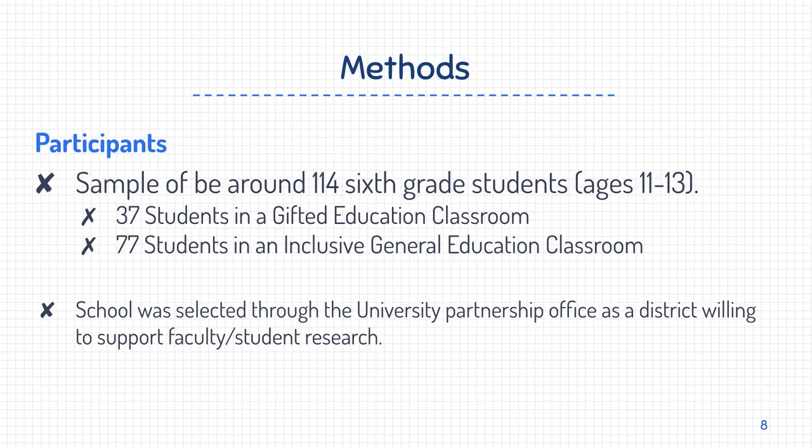Now, the methods I used for this study were: the participants were a sample of around 114 sixth grade students, ages 11 to 13. 37 of them were gifted education students, and 77 of the students were in an inclusive general education classroom. The school was selected through a university partnership, so that is how we gained the participants for this study.